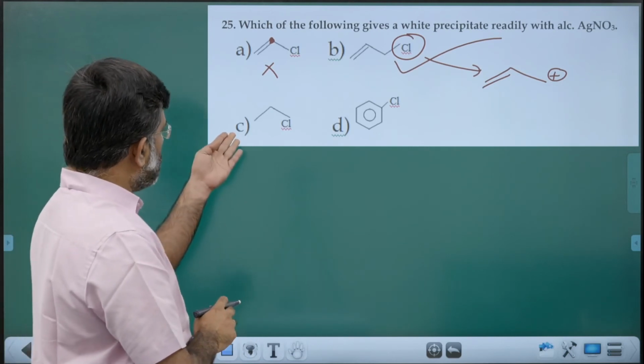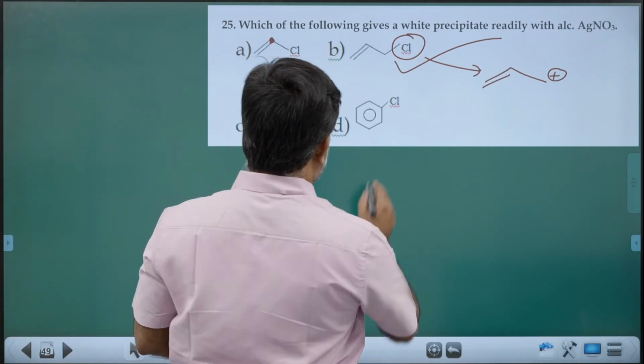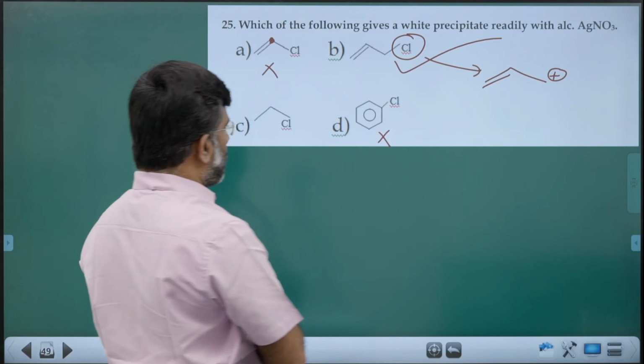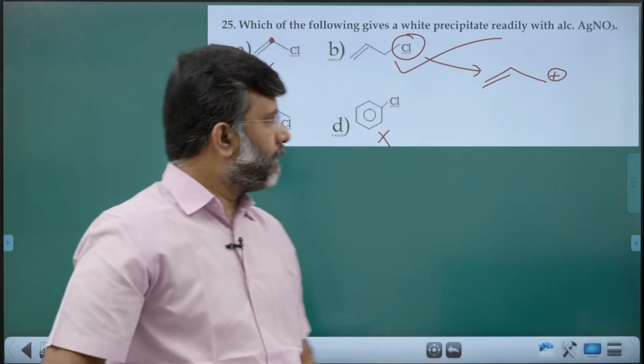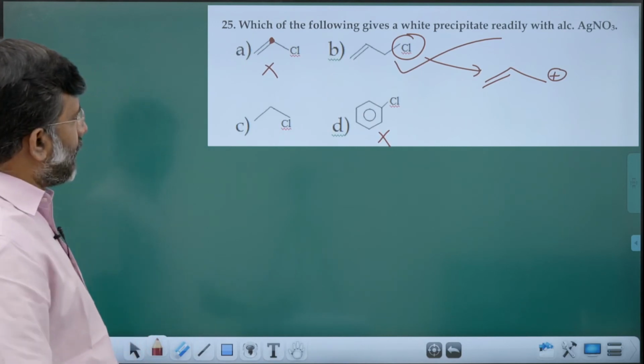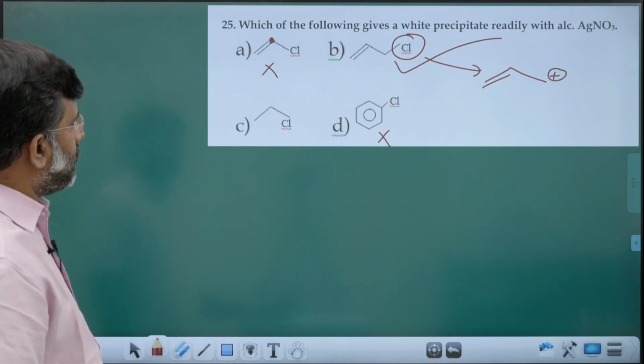Here also possible, but less than this. Here it is impossible as chlorine is connected to benzene ring. Okay. So the answer is second choice, allyl chloride. Next one.